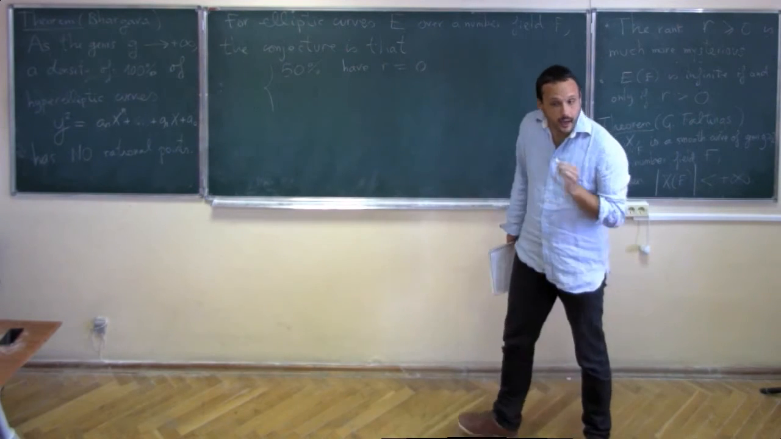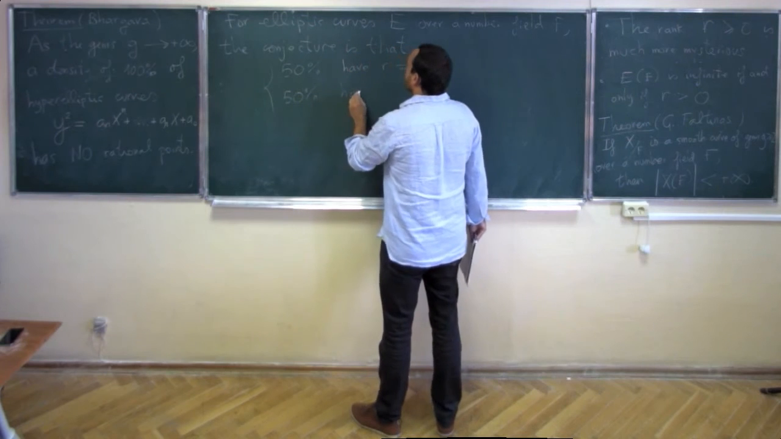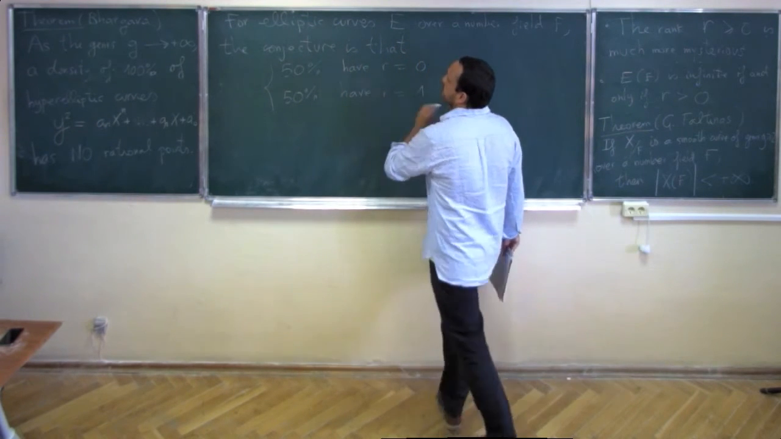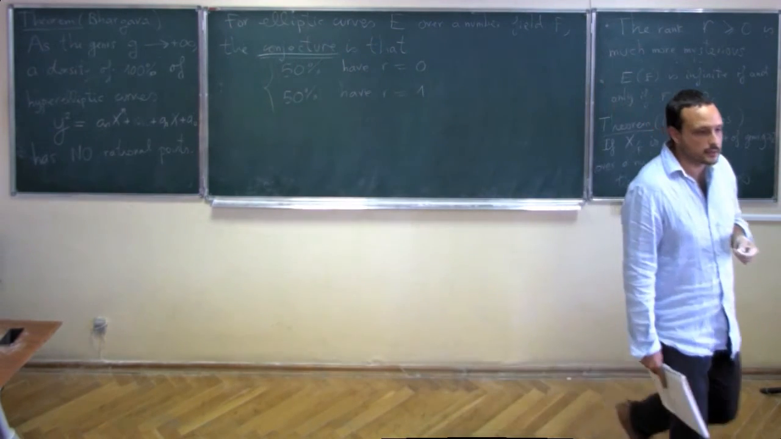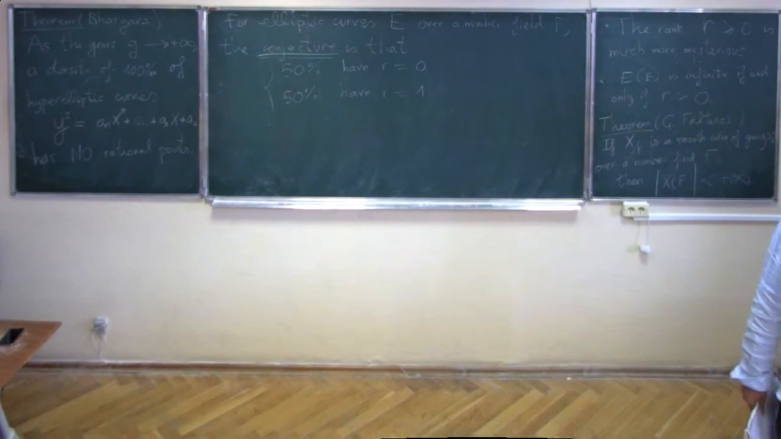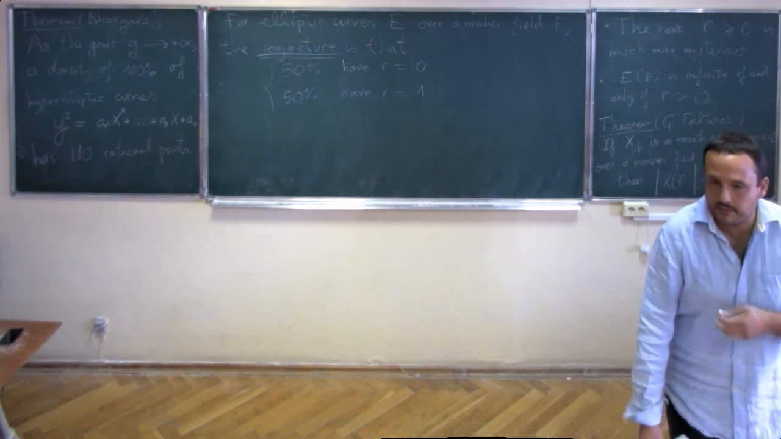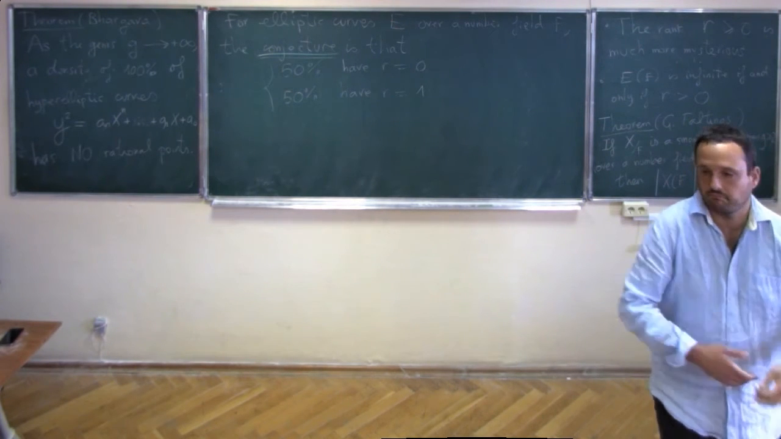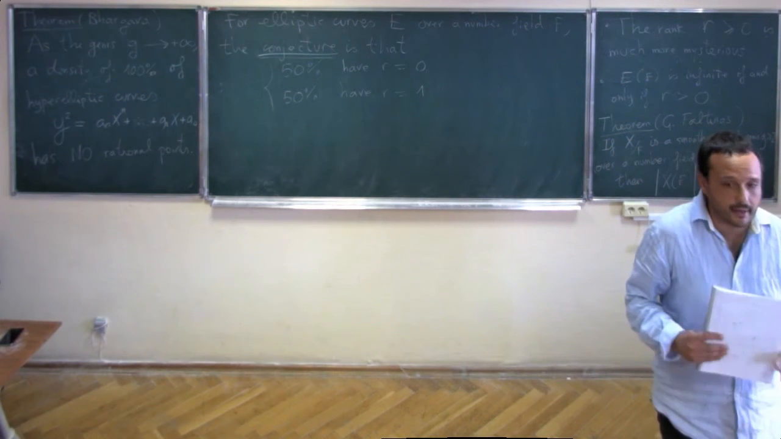And the other 50% should have rank 1. This is a conjecture. This is a folkloric conjecture. I don't know if this conjecture is attributed to anybody in particular, but this is the general expectation. I don't know whether this is disappointing for you or not, because everything would be much more problematic, perhaps, if there were elliptic curves of any rank, but there are elliptic curves of high rank.